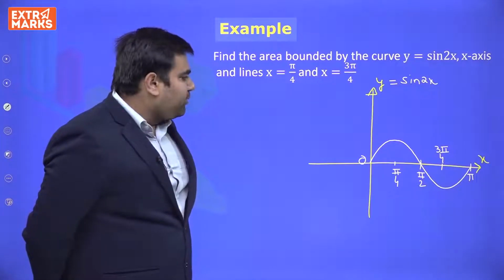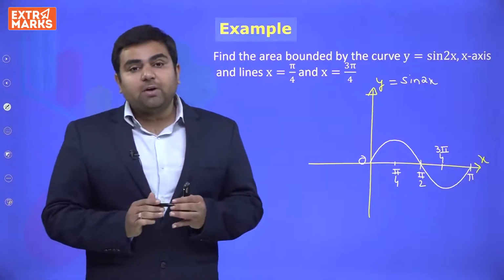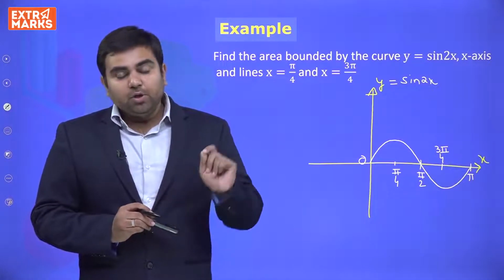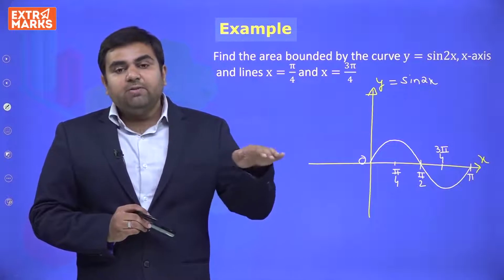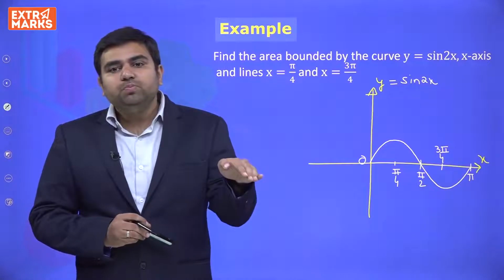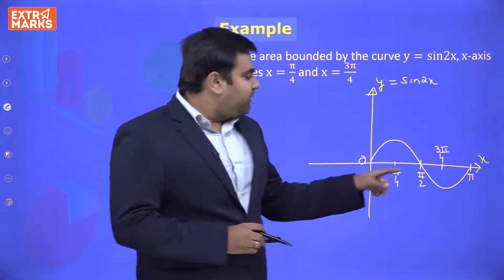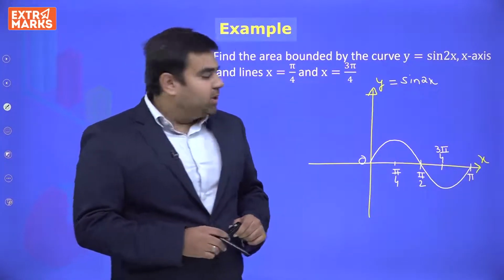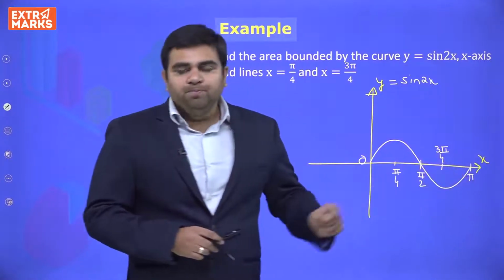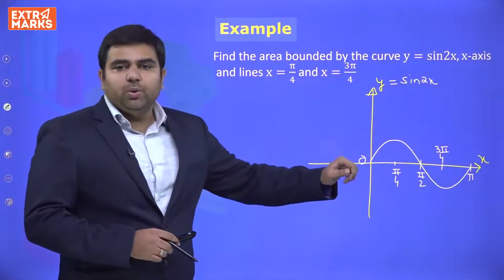Firstly, we need to understand how to obtain the graph of sine 2x. In order to obtain the graph of sine 2x, simply construct the graph of sine x first. When you construct the graph of sine x, divide each and every value of x by 2. Like earlier if this was pi by 2, now this would be pi by 4. Earlier if this was pi, now this would be pi by 2. Earlier if this was 3 pi by 2, now this would be 3 pi by 4. Earlier if this was 2 pi, now it would be 2 pi by 2, that is pi, right? So this is y equal to sine 2x.